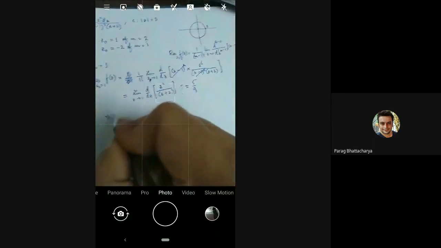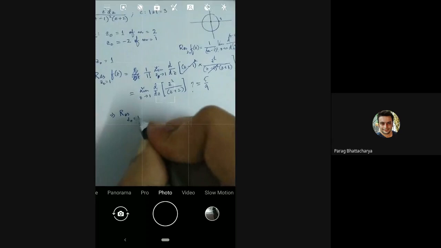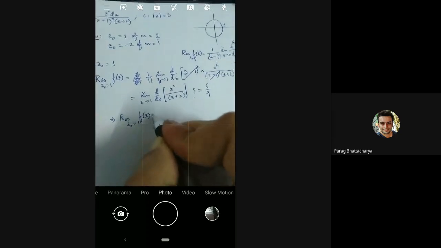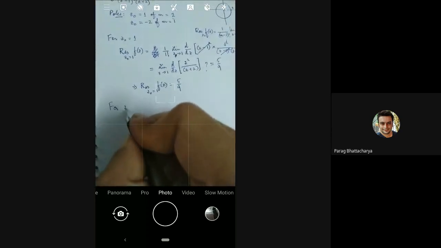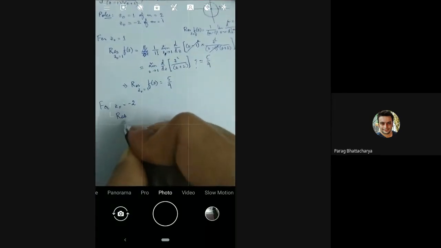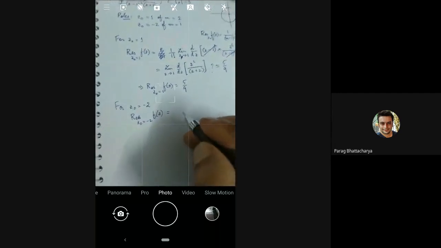So therefore we say that the residue at z naught equal to 1 for the function f of z is 5/9. Then for the other pole, that is for z naught equal to -2, I need to find out the residue at z naught equals -2 of the same function f of z. Now this is easy because this is of order 1, right?